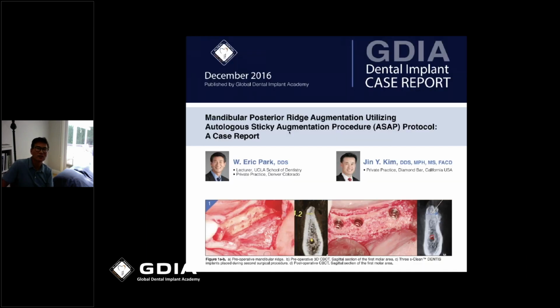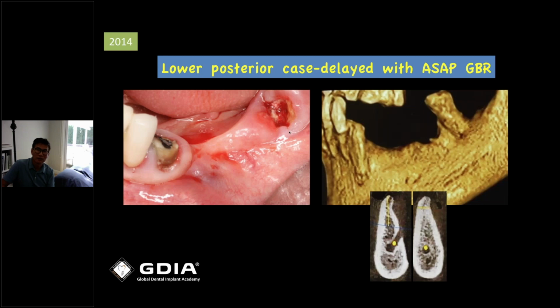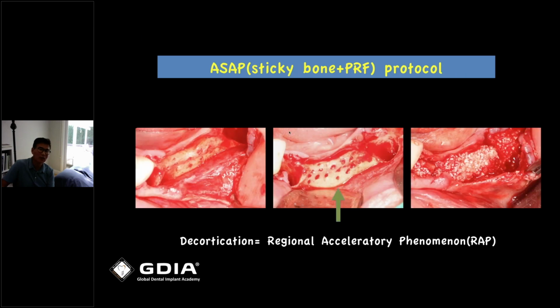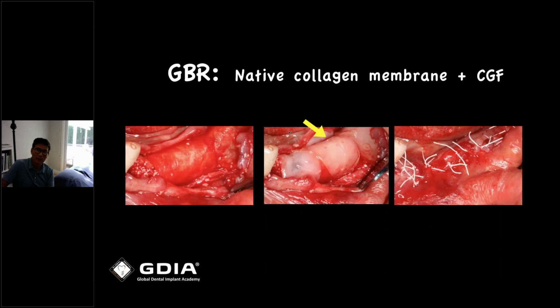So many cases. This is a 2016 GDIA case report. A lower posterior case, delayed with ASAP GBR. We removed the tooth, and there is a little bit of a curvy contour. Obviously the crest has, we have a choice to place the implant deeper, but obviously a lot of GBR is needed. So decorticated, typical sticky bone. I'm using a membrane and then CGF on top and then suture.